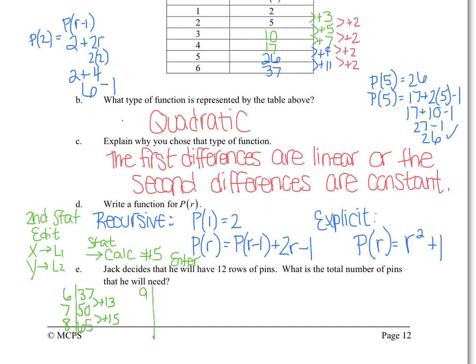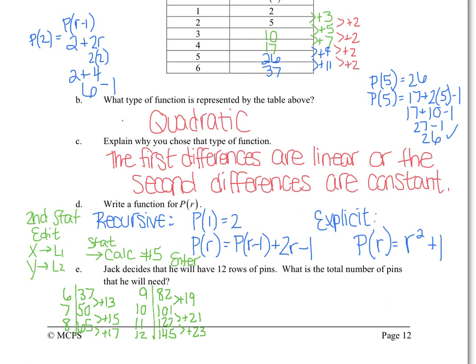To get my 9, I'm going to be adding 17. 65 plus 17 is 82. To get my 10, I'm going to be adding 19. 82 plus 19 is 101. To get my 11, I'm going to be adding 21. 101 plus 21 is 122. And to get my 12, I will then add 23. And 122 plus 23 is 145.